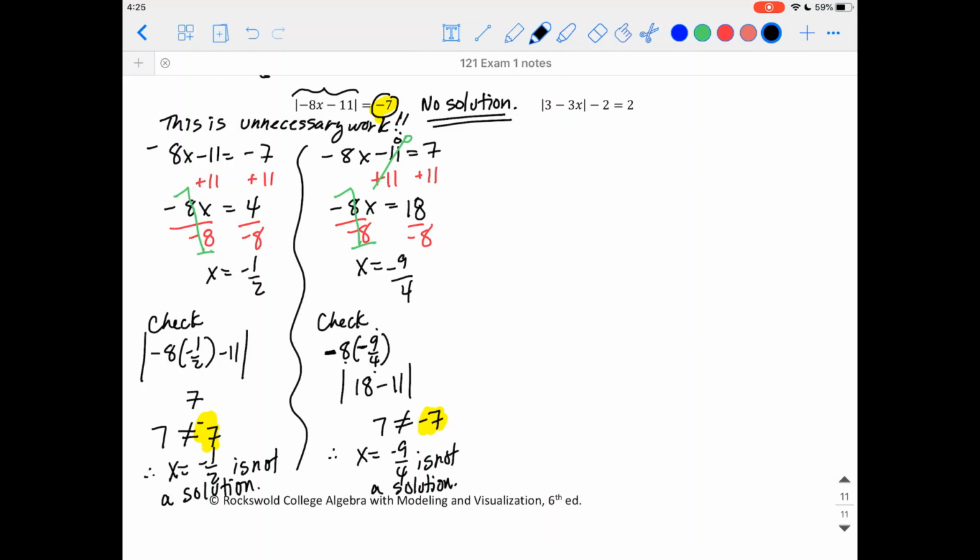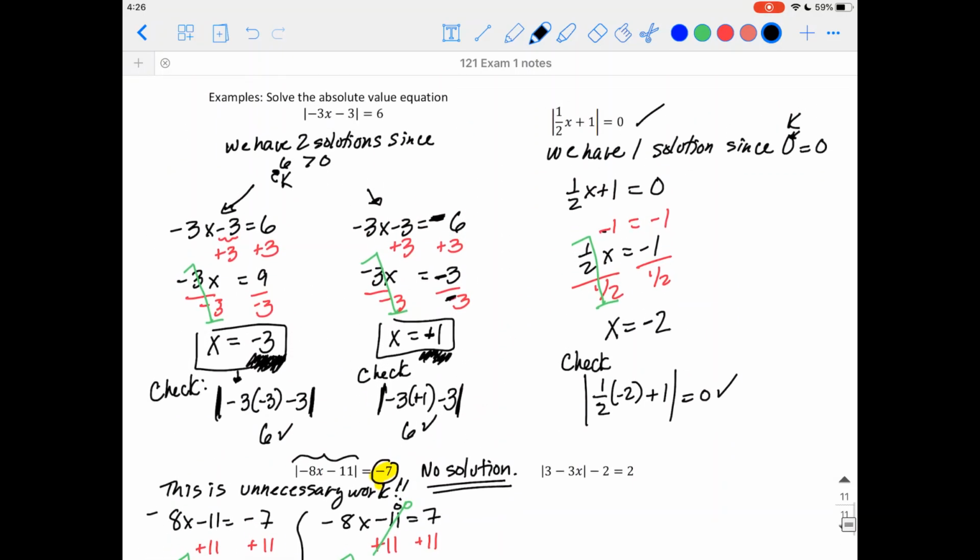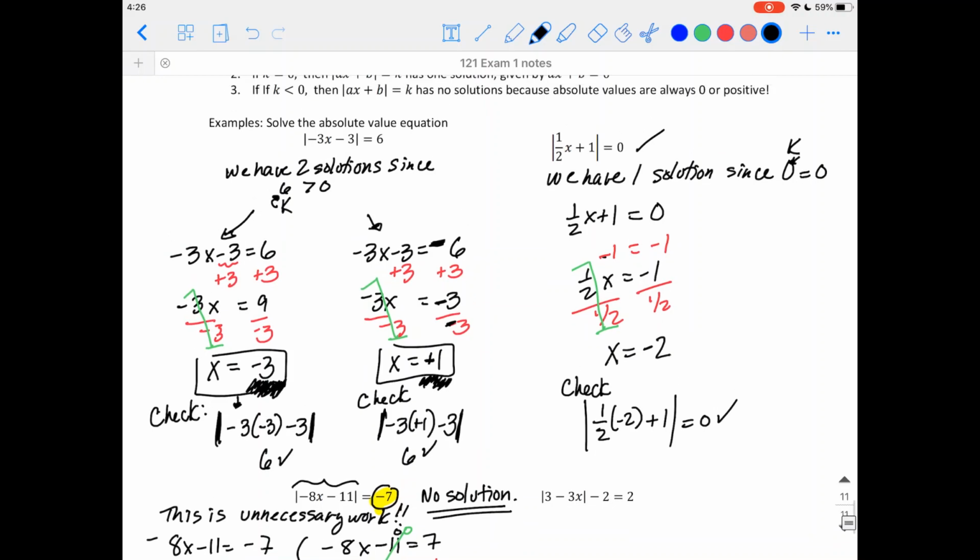So even if you don't want to remember the steps and you just say, oh, I'm just going to set it equal to whatever's on one side, the number that's by itself, positive and negative, and you do all the work, then make sure you check it, because you might end up with no solution. Okay, so the last one is the absolute value of negative 3 minus 3x, and then minus 2 is equal to 2. So the only difference between this last equation and the other ones is that the absolute value on the left-hand side was already isolated.